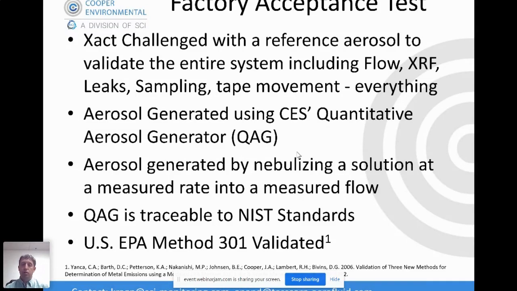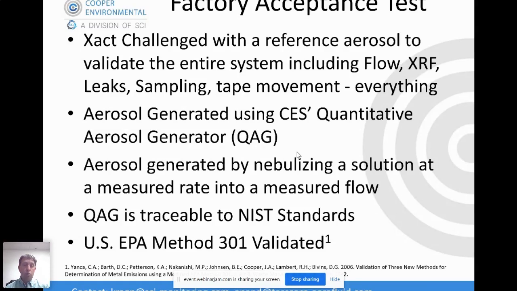And the aerosol that we use is generated using our quantitative aerosol generator. This operates by nebulizing a solution of a known concentration at a measured rate into a measured flow. And all those individual components, the solution concentration, the mass loss rate of that solution or nebulization rate, and the flow rate that it's being nebulized into, are all traceable to NIST standards. And so therefore the QUAG generated aerosol is also traceable to those National Institute of Standards and Technology standards.